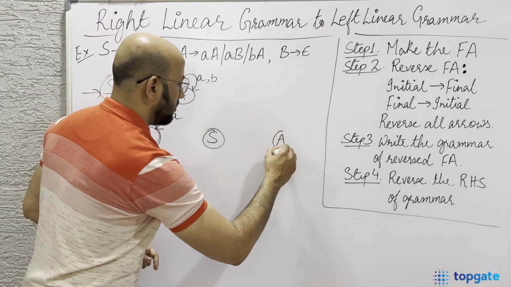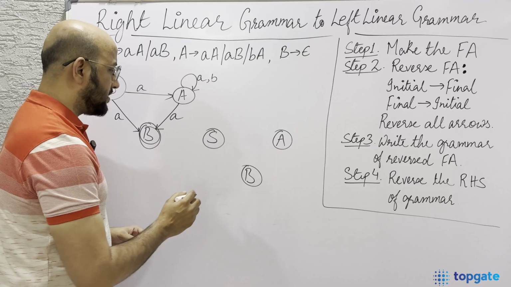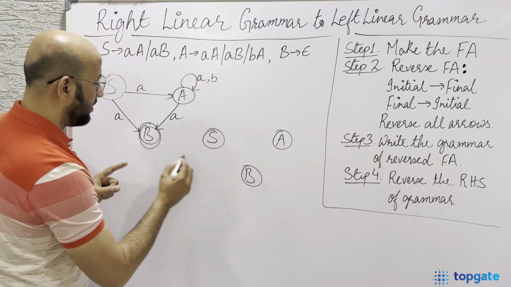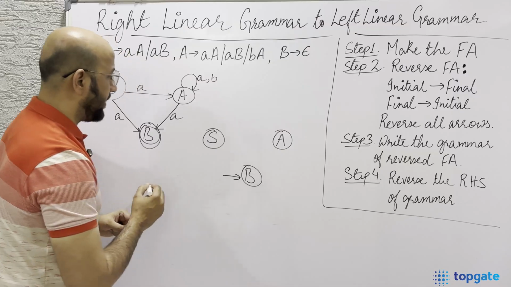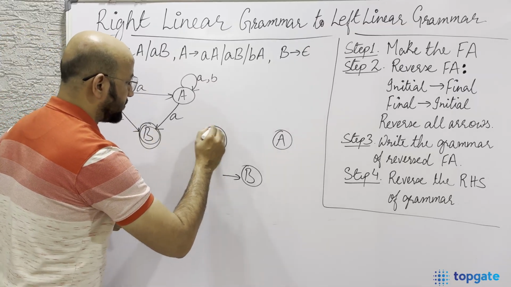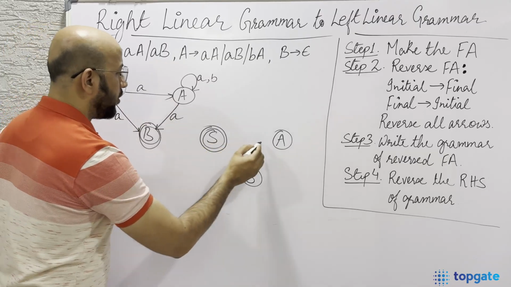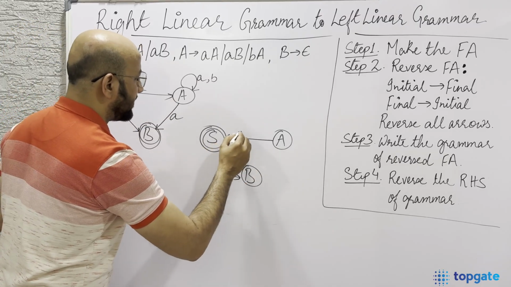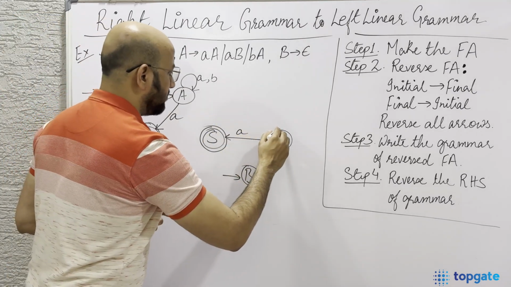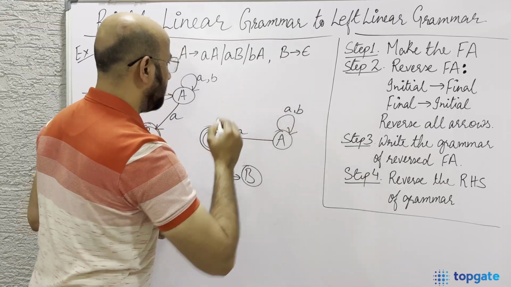So let's mark all the states and don't mark any arrows. First of all it says that the final state will become the initial state. So B was final here, so it will become my initial state, and S was initial here, so it will become my final state. Now we'll change the arrows. S to A, it was A, now it will be A to S with A. Correct? Now this self loop will remain unchanged. There is no problem. So I'll just mark as it is A comma B.